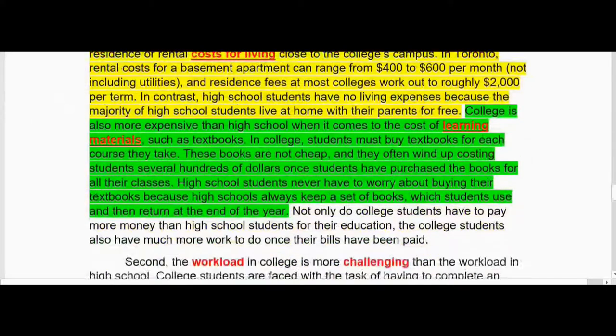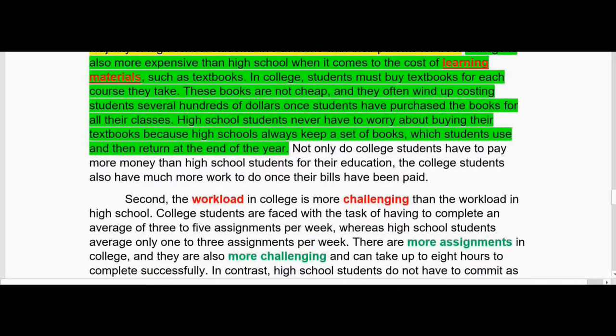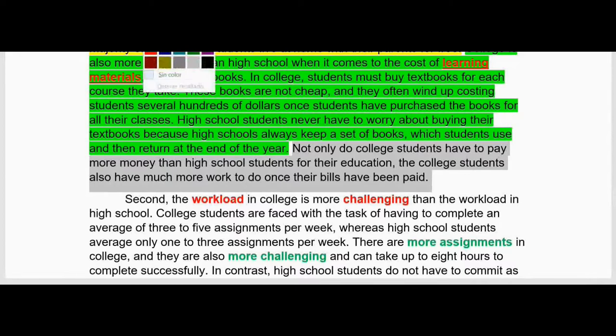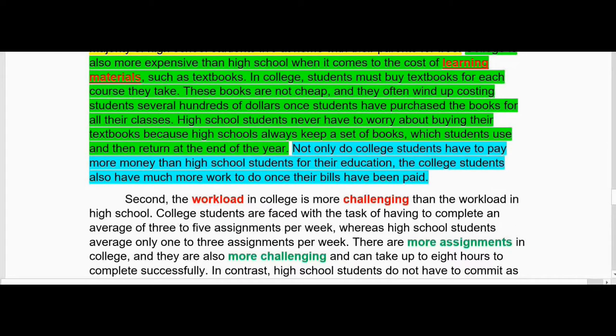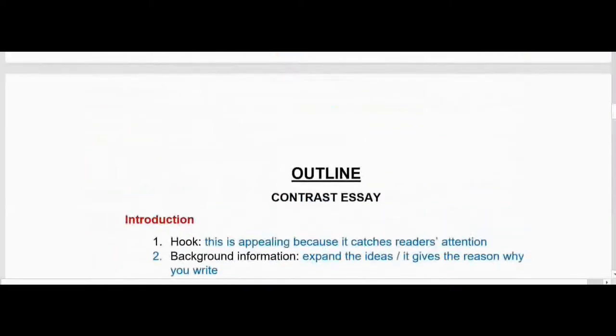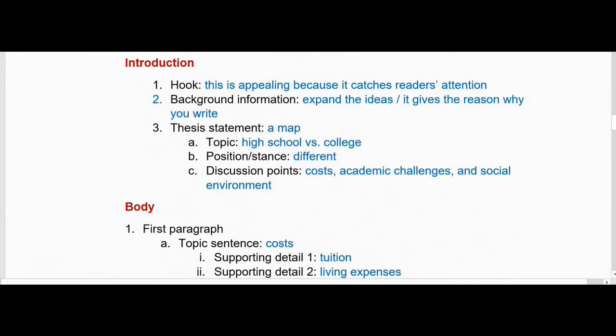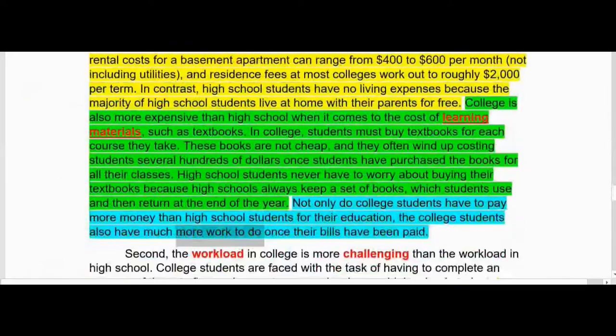So let's take a look at the concluding sentence of the first body paragraph. It says, not only do college students have to pay for more money than high school students for their education, the college students also have much more work to do once their bills have been paid. So here, my conclusion is that first, college students are gonna pay more than high school students, and then I'm also giving a brief introduction of my second body paragraph by saying that they have much work to do. And remember that our second discussion point of the thesis statement is academic challenges, which means more work to do.